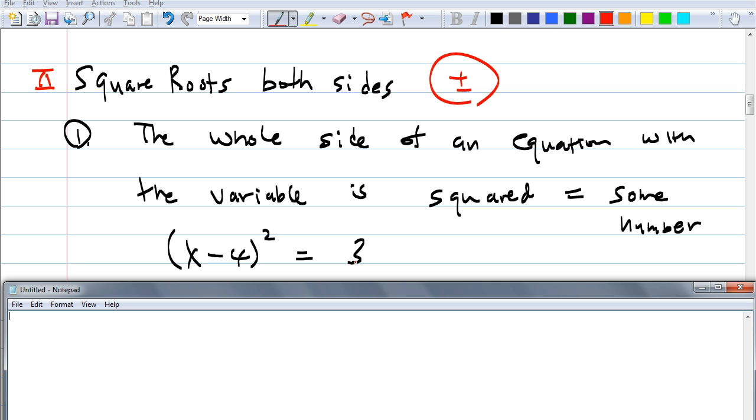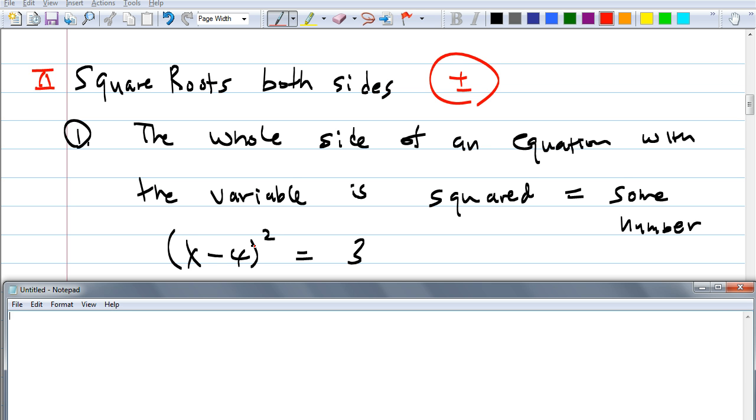If you have this, do you think you want to use the quadratic formula on this one? No. Why not? If you had to use the quadratic formula for this, what would you have to do? Yeah, you would have to make it into a trinomial. You got to multiply x minus 4 times x minus 4 and then subtract 3 from both sides so it equals 0. Then figure out your ABC and then plug it into the formula. That would be too long. But since the whole left side, where the x is, is squared and it equals some number, all you have to do is what, class?